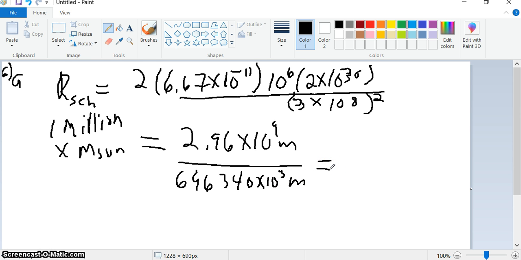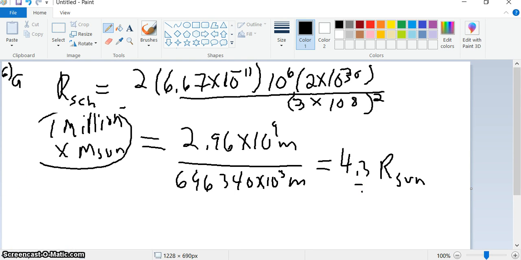So this is the number. Of course, the numerator is bigger, so this thing turns out to be 4.3 times the radius of our sun. All right, so in other words, the Schwarzschild radius of something that is 1,000,000 times the mass of the sun, that'll definitely crush down to a black hole. The black hole would be 4.3 times the size of our sun.